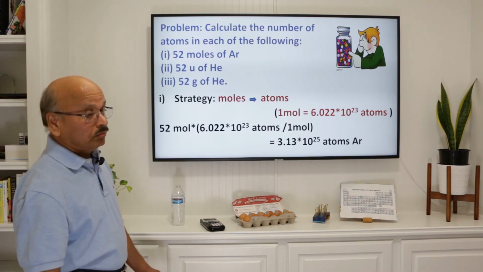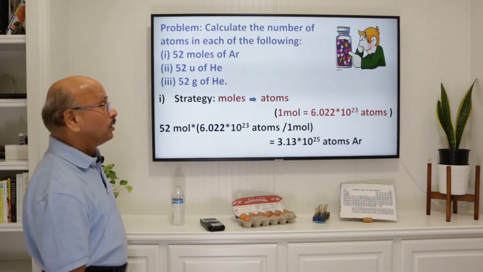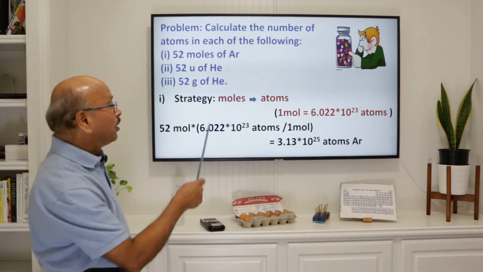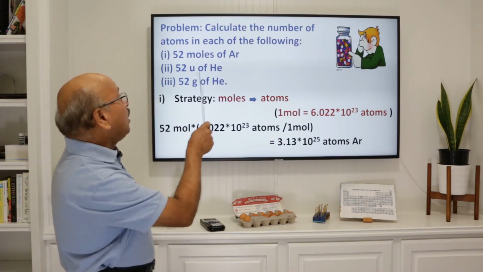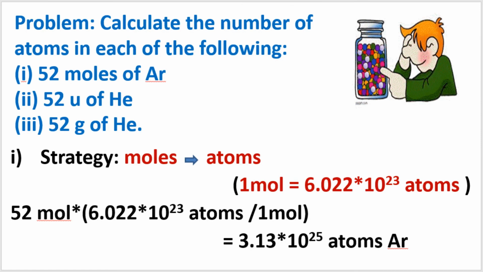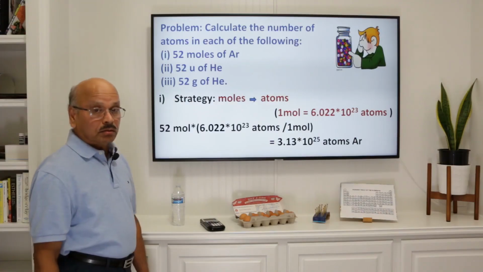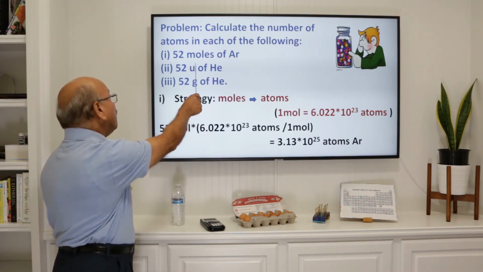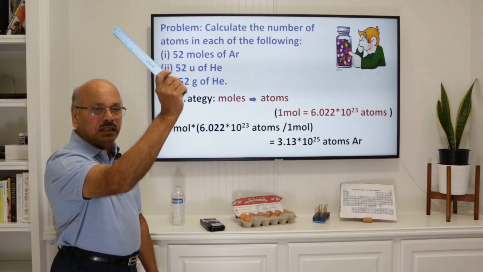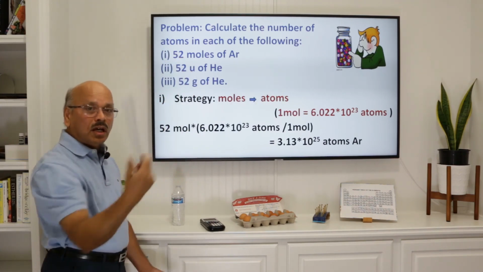Now, let's think about this. It's a question given in your textbook. Calculate the number of atoms in each of the following. First question: 52 moles of argon. We know it's pretty simple because you have to go from the moles to the number of atoms. Mole to atoms, Avogadro number.